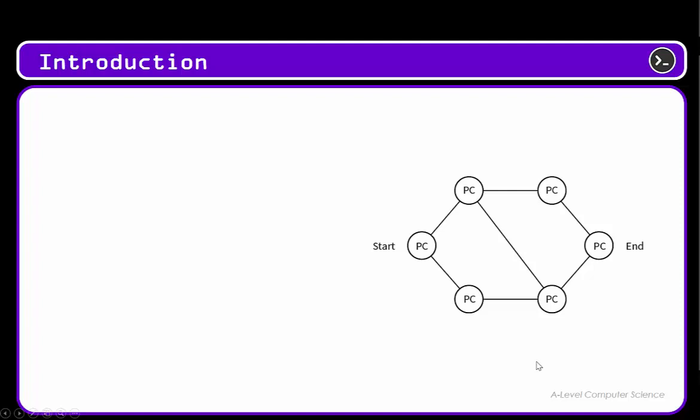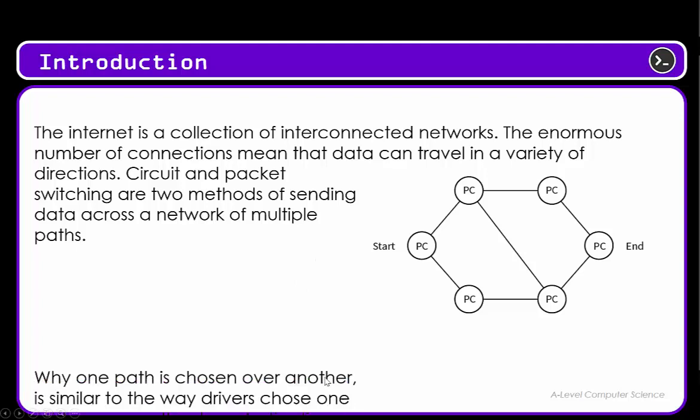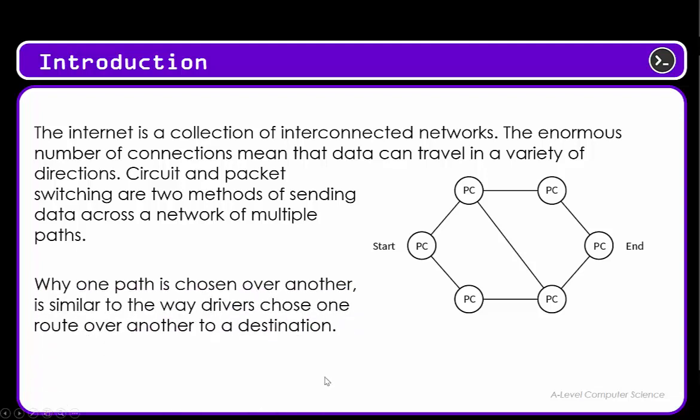What you can see there is a diagram. If you consider the internet, it's a collection of networks all connected together, and we can navigate that network by using circuit and packet switching. These are two methods used to send data across the network. If I'm trying to get from point A to point B, the start and end, and I ask a driver to go from start to end, the driver may choose any path, and that's basically how we send data.